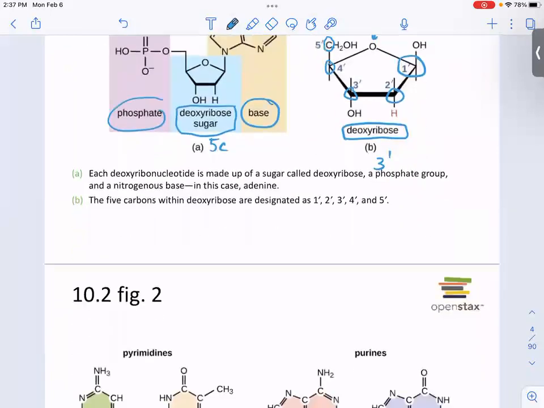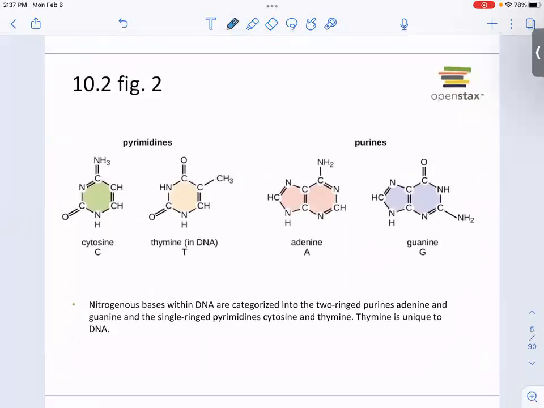Okay. So here are the bases. Again, you don't need to memorize structures or anything like that. The cytosine and thymine are considered pyrimidine bases, and the adenine and guanine are the purines. And they also have 2 rings.